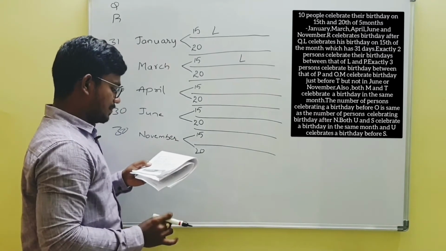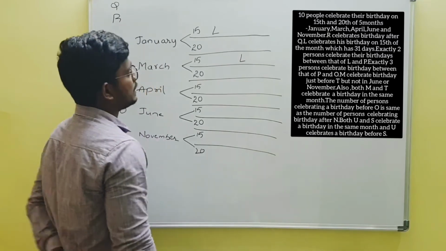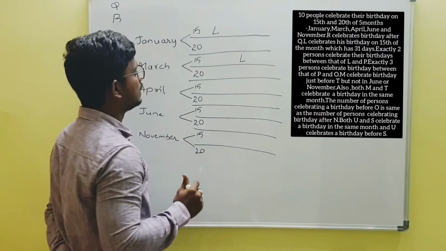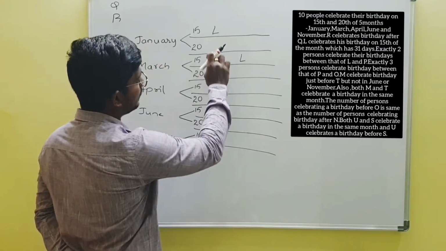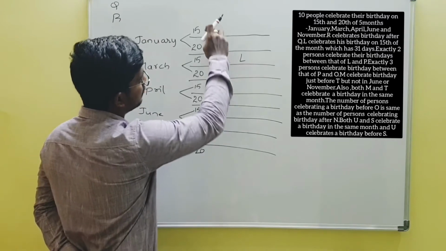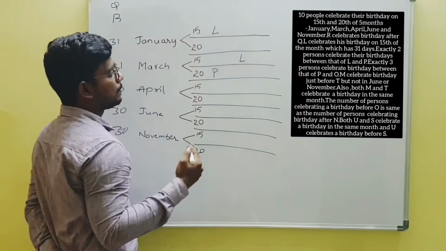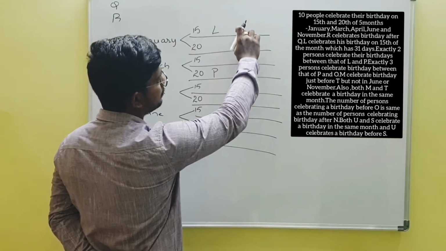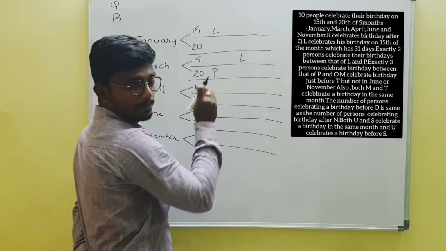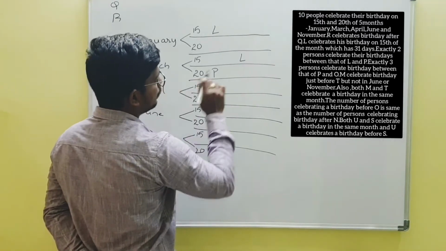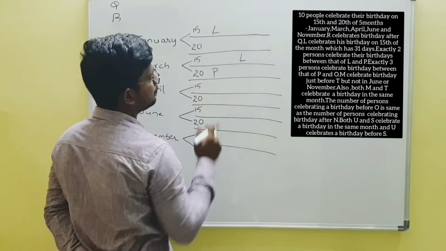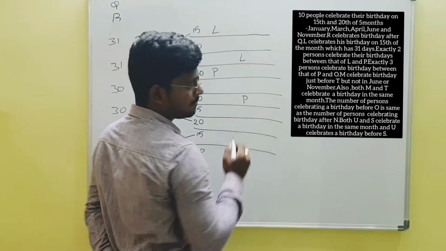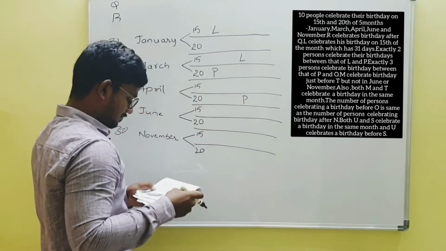Exactly 2 persons celebrate their birthdays between that of L and P. So between L and P, only 2 persons are celebrating their birthday. So leaving 2 places from L, 1 and 2, P celebrates his birthday. There is no place in the upward direction to place P, so I have taken the downward direction. In the upward direction we don't have the third place to place P. So in the downward direction, leaving two persons, P celebrates his birthday on April 20. Okay.